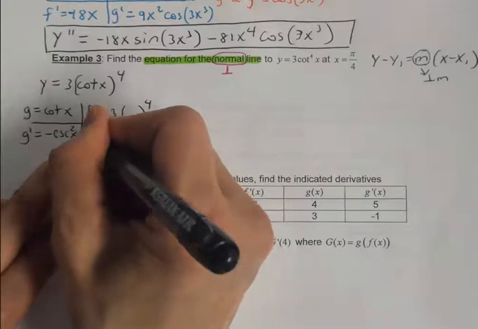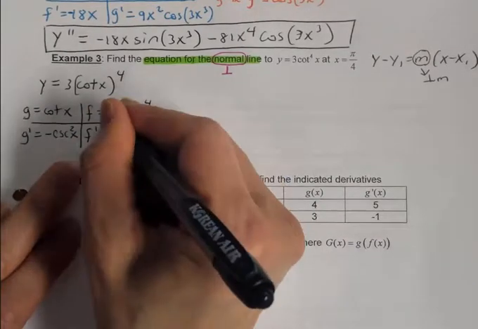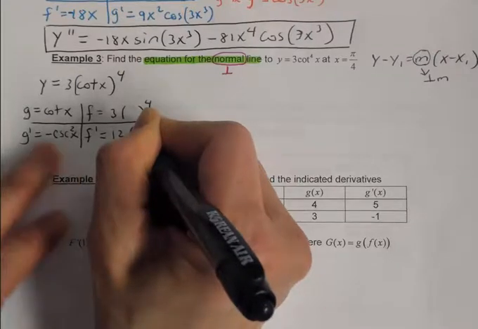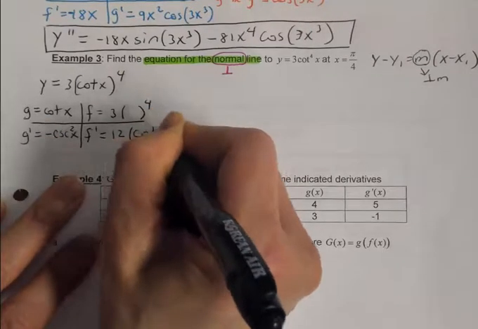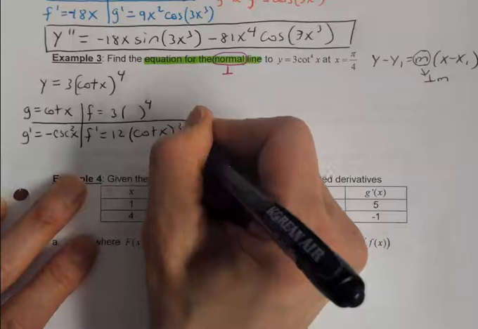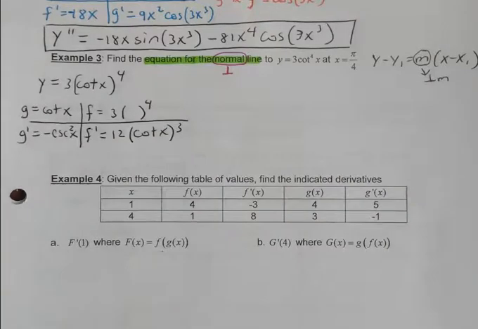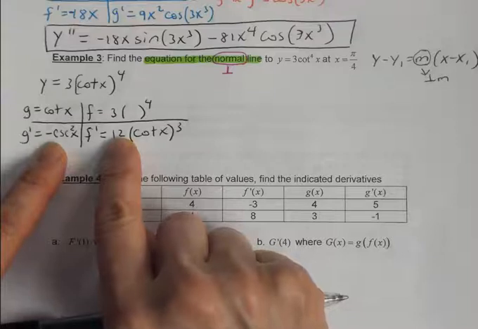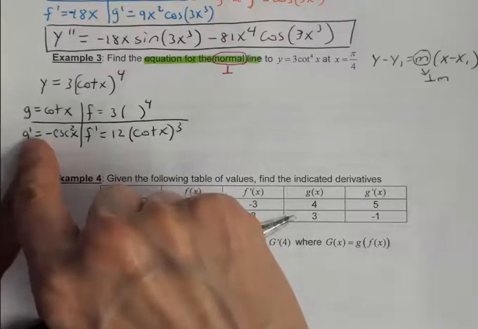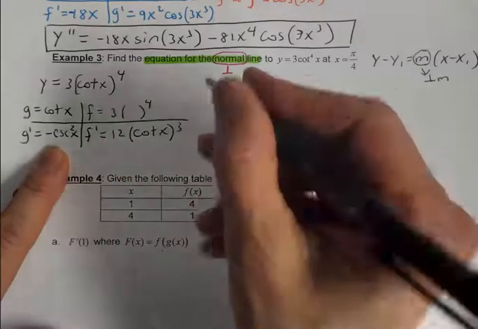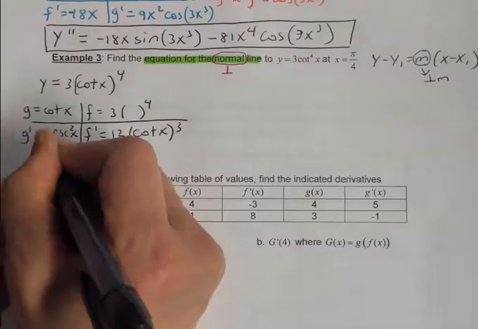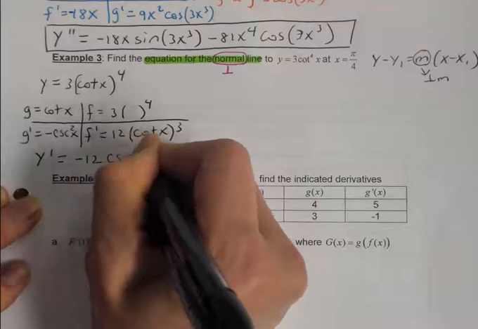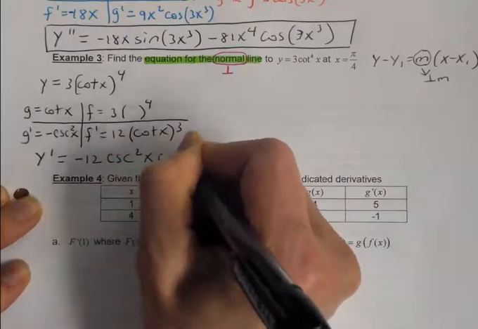So then f prime is going to be, bring that down, so it'll be 12 times something, which would be your g function, so it's cotangent of x, and raise that to the 3rd power. Okay, so now the answer will be this times this. This is not a product, this is a chain, so you just multiply g prime and f prime together. So then I get my y prime: y prime is equal to negative 12 cosecant squared of x times cotangent cubed of x.